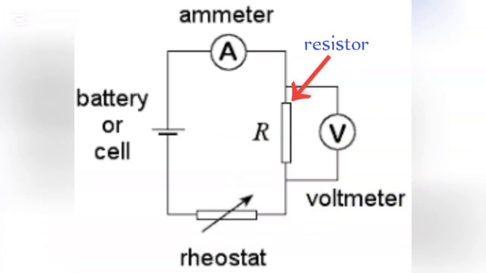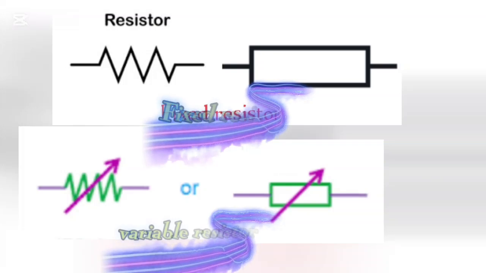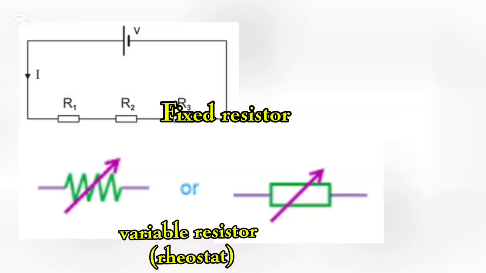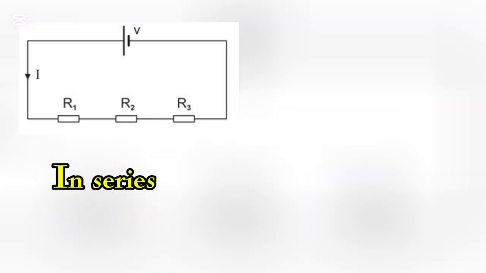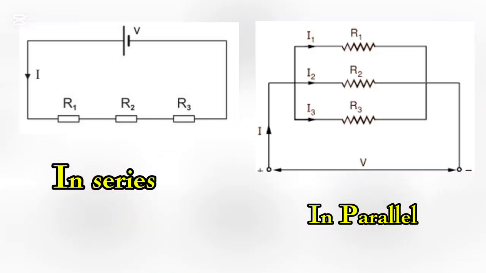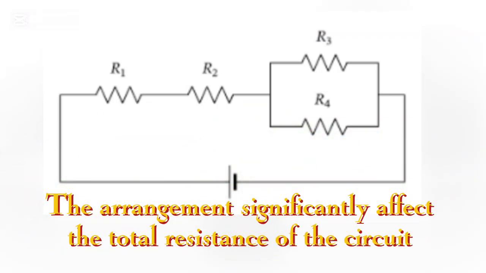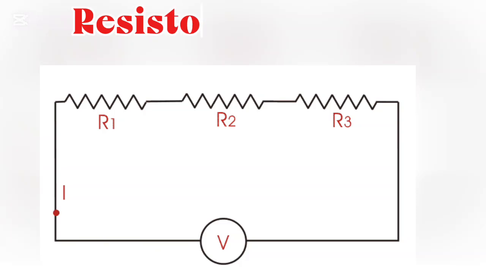A resistor is identified in a circuit diagram by either of these symbols: fixed resistor, variable resistor, referred to as a rheostat. Resistors are arranged in two primary ways: in series and in parallel. A third type, called a mixed circuit, includes both series and parallel arrangement. The arrangement significantly affects the total resistance of the circuit.